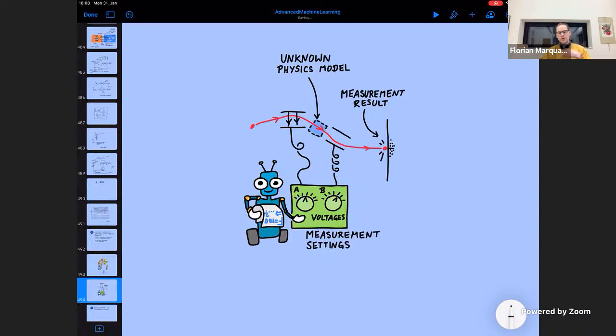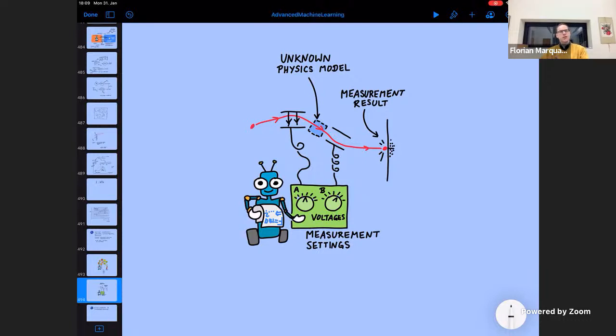And so the overall setting would be that I pick some measurement settings, I observe some measurement result, I learn a little bit, only a tiny little bit maybe, about my unknown physics model, about some unknown parameters inside this physics model. And then I will go on and change my measurement settings in order to learn even more. And I want to be smart about it. I want to not stay too much with settings that are boring, but I want to pick settings that will reveal the maximum of new information about this unknown physics model.